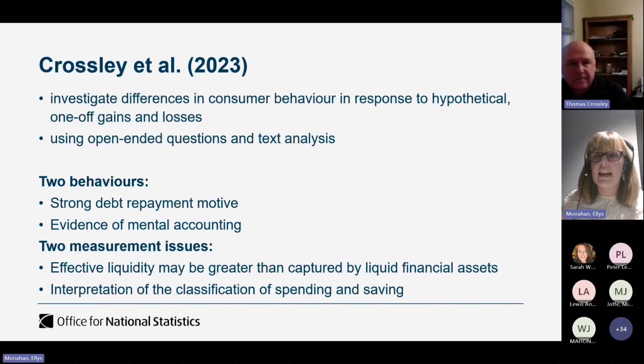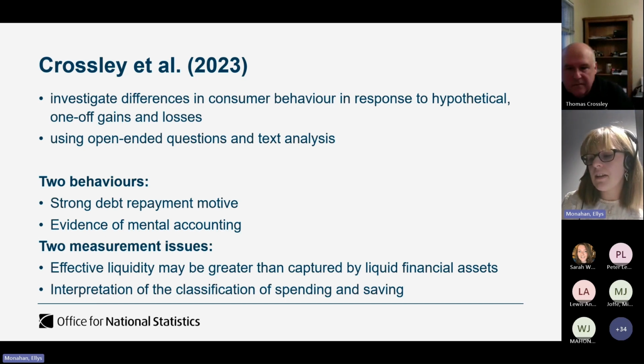But what's new with this analysis is the next stage. So the free text responses were analysed by grouping together similar responses into topics, capturing behaviours and capturing motives. The frequency of different topics across groups of respondents split by their liquidity levels were analysed. And the analysis found that low liquidity individuals were more likely to report using the windfall to pay off debt, regardless of whether they reported a low or high MPC.